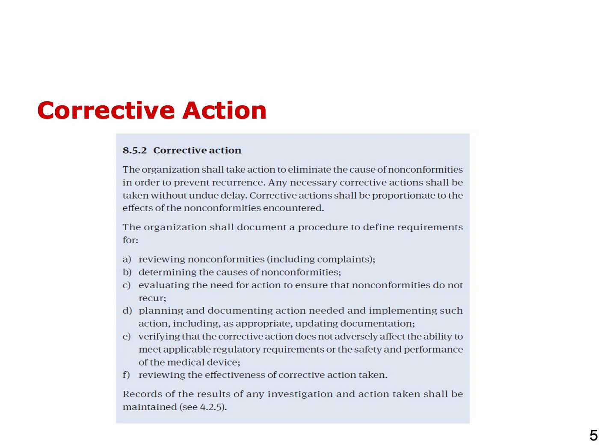Now, the organization shall document a procedure to define requirements. A, reviewing non-conformities, including complaints, because complaints can be internal or external. Then point B, determining the cause of non-conformities. This is root cause analysis. Point C, evaluating the need for action to ensure that non-conformities do not recur. Here we are talking about looking into corrective actions. Point D, planning and documenting action needed and implementing such actions, including, as appropriate, updating documentation as well.